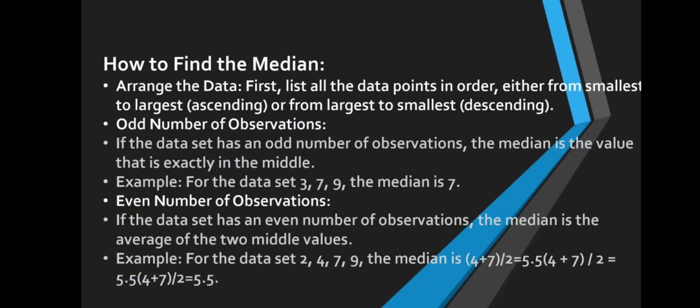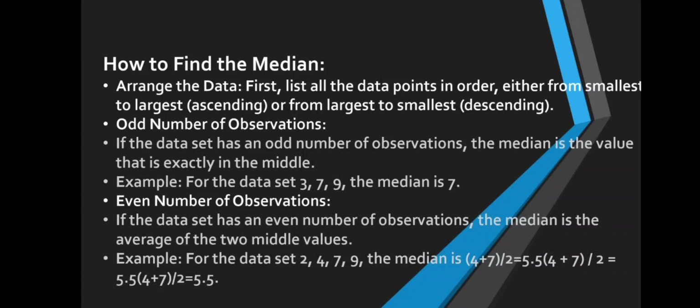If the data set has an odd number of observations, the median is the value that is exactly in the middle. That means if the data is odd number, then the median will be the middle number. Example: for the data set 3, 7, 9, the median is 7.